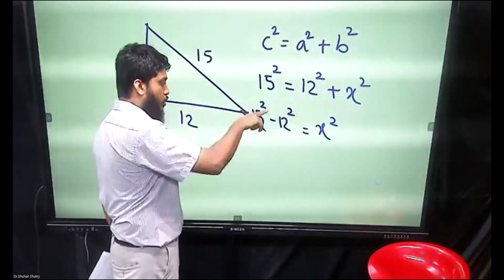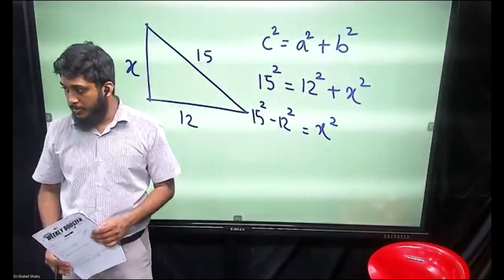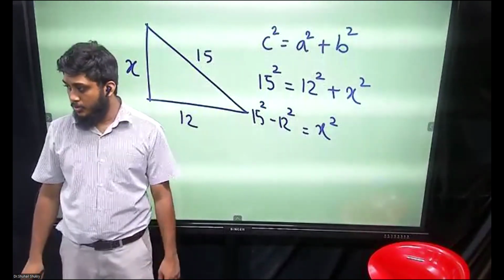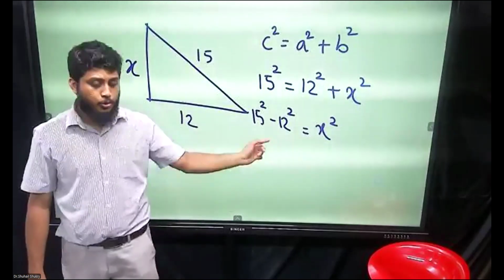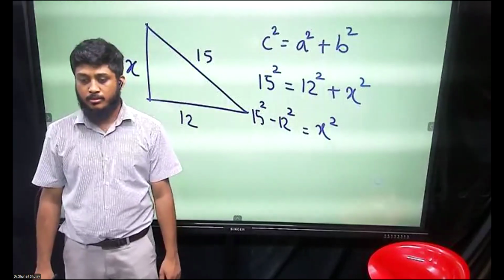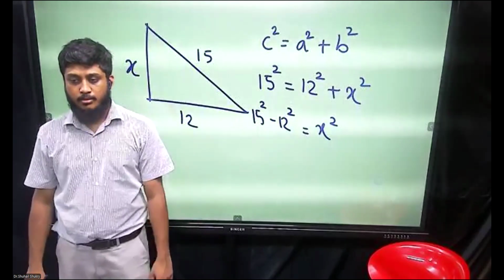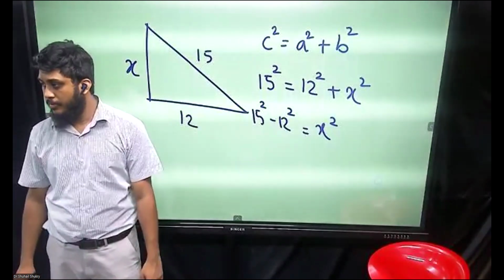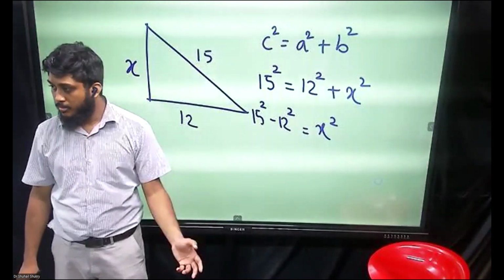This is a square number, this is a square number, and there is a minus. So what comes to your mind? Difference between two squares. Everyone knows difference between two squares, no? Right. How can you write this? If it is difference between two squares, how can you write this? I can't see anyone speaking. 15 minus 12, 15 plus 12.